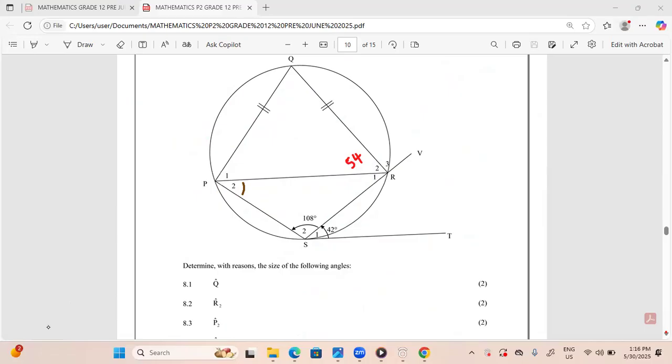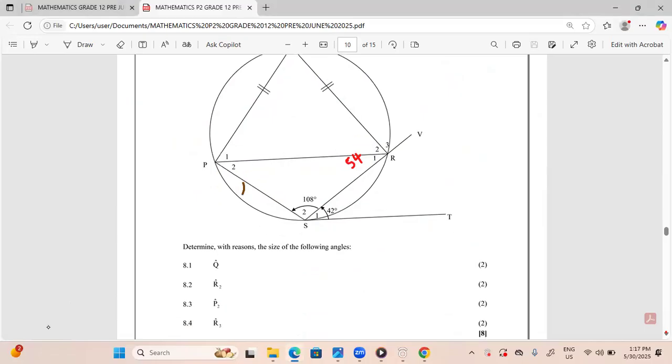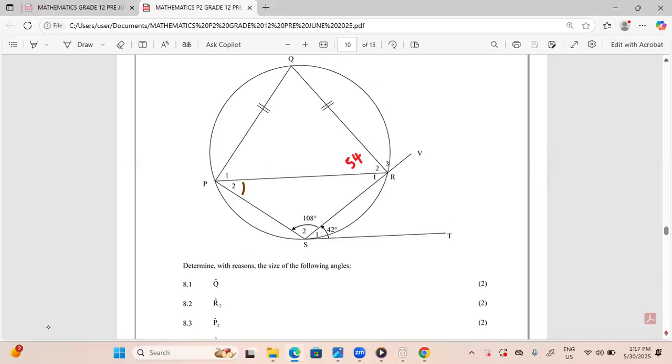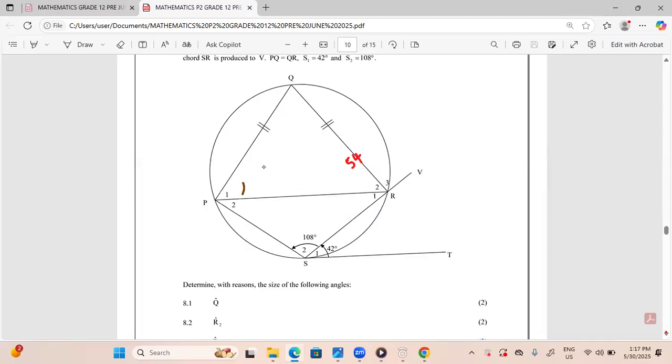So now I have to find R3. Do I even have R3? Oh yes, I have to find R3. So I found P2 to be 42. And P1, if you remember, we said it's 54. Okay, now look. This Q, P, S, R is a cyclic quad. This shape is a cyclic quad.